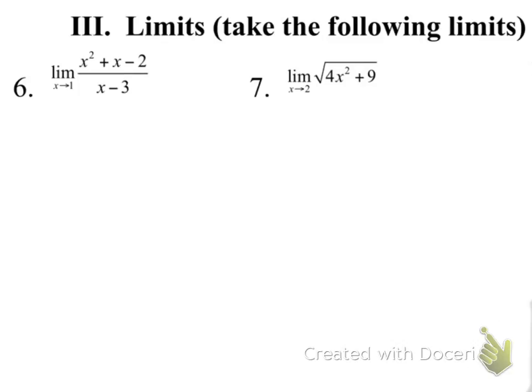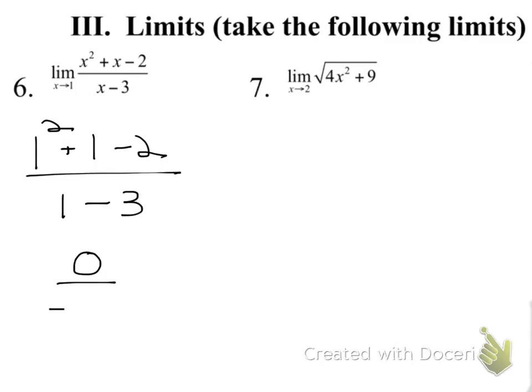So if I plug in 1, I get 1 squared plus 1 minus 2 in the numerator, 1 minus 3 in the denominator. So 1 plus 1 is 2, minus 2 is 0, so I get 0 over negative 2, which is a number. It's defined, and it is the number 0. So that is indeed the limit of this. I can't do any factoring or canceling, so I am all set with that answer.